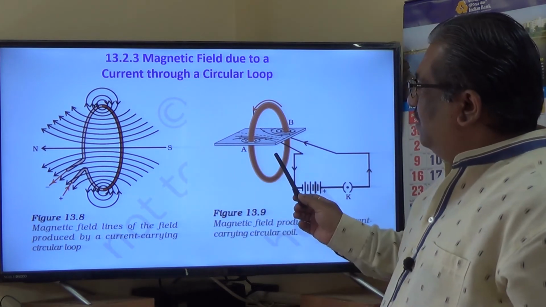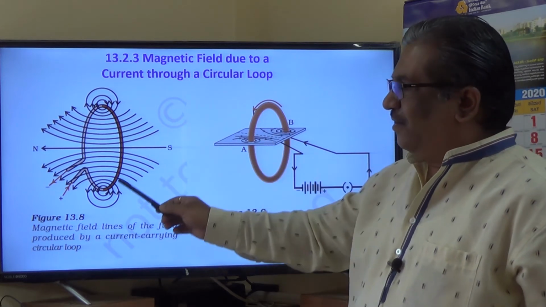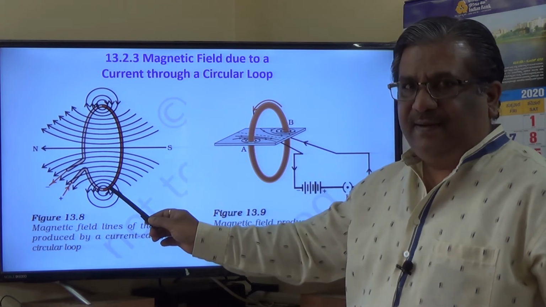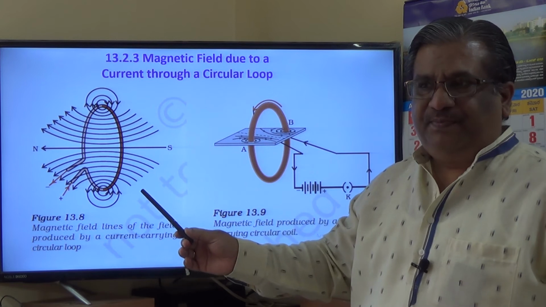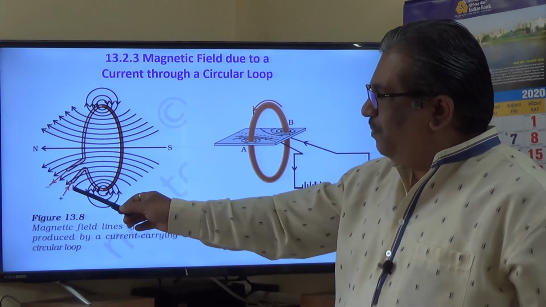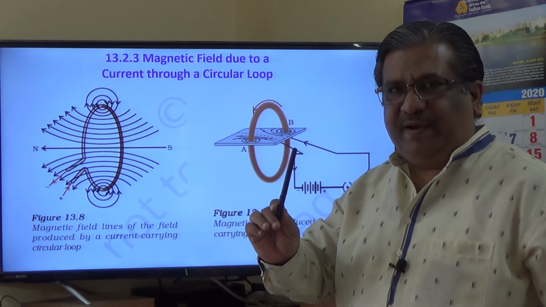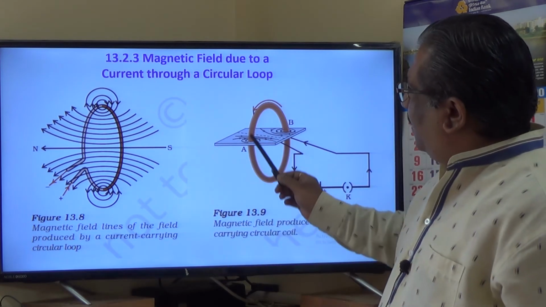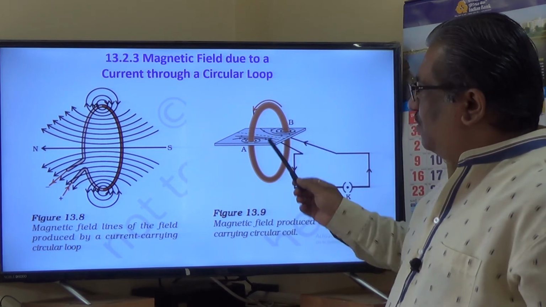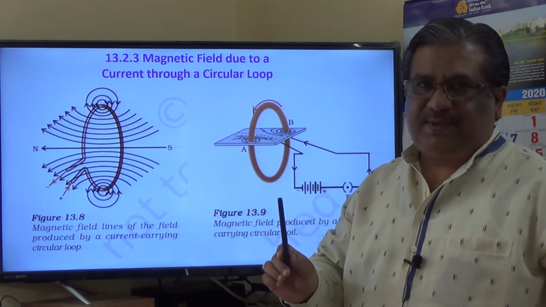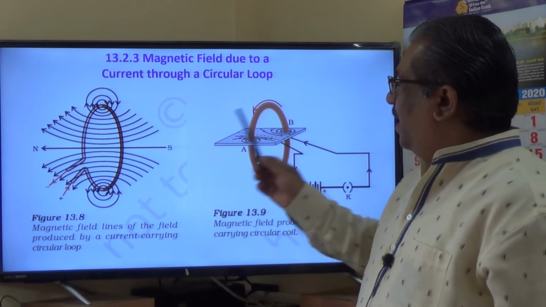A coil is a collection of n such turns. This is called one turn, and a coil is a collection of n number of such turns. If the current passing through this one turn is 1 ampere, and if there are 10 such turns here, the total current that passes through this is 10 amps. I hope you are understanding the difference between the loop and the coil.